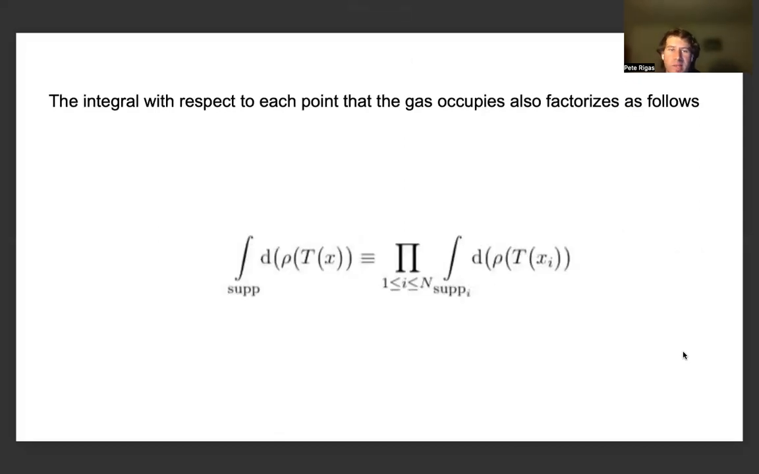And the integral with respect to each point that the Riesz gas occupies can also conveniently factor as the following, in which if the support is given by the support sub I over n such of these sets, for the support of each one of the particles that's given by the Riesz gas, we can write the integral of d rho of t of x as a product from i between 1 and n over each one of the support sub I with respect to the measure d rho of t of xi.